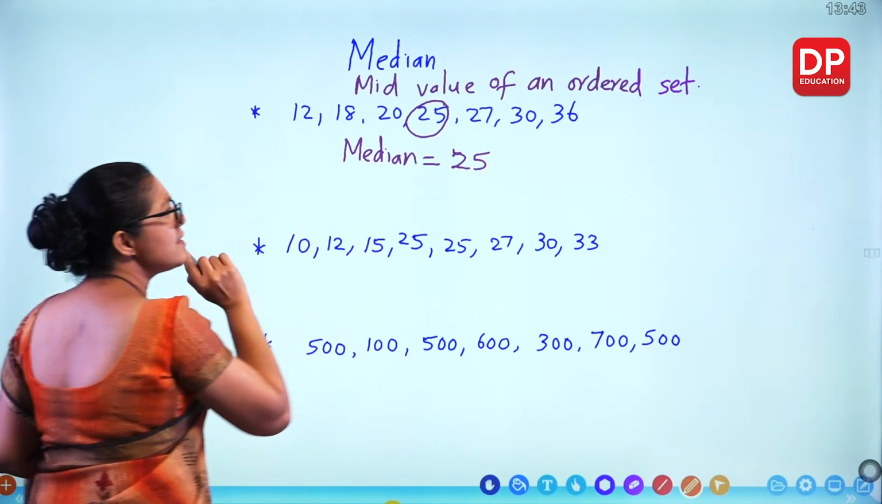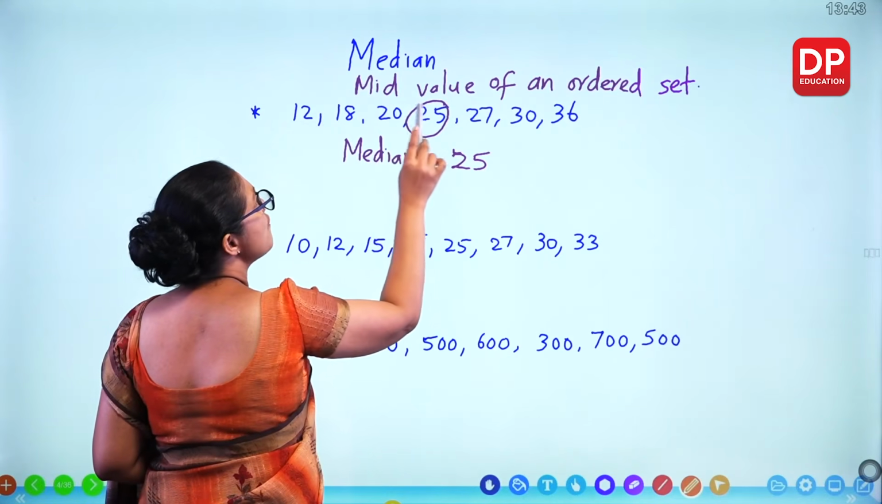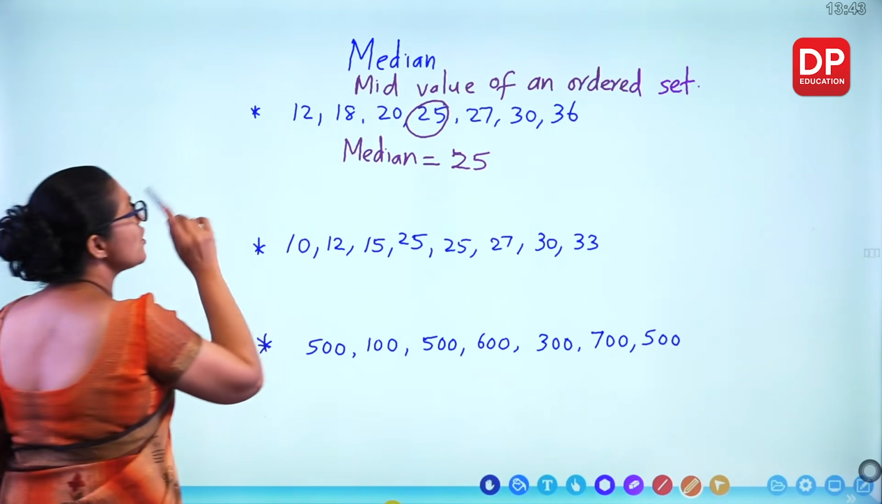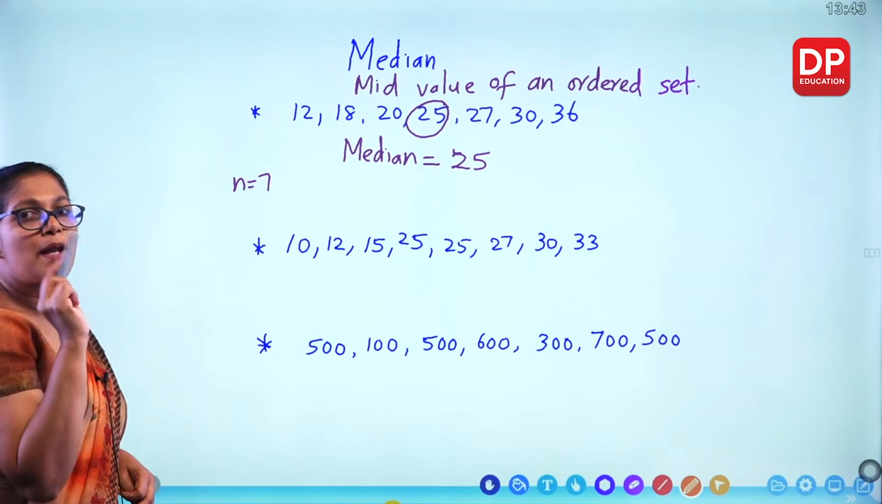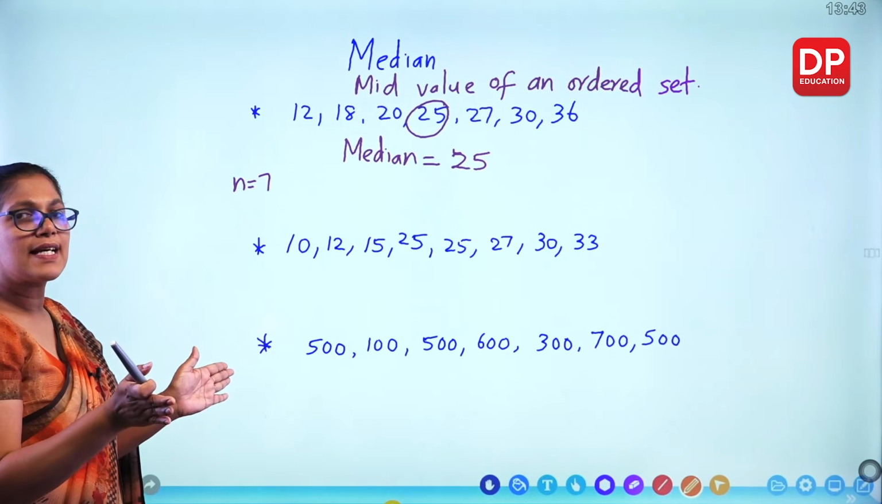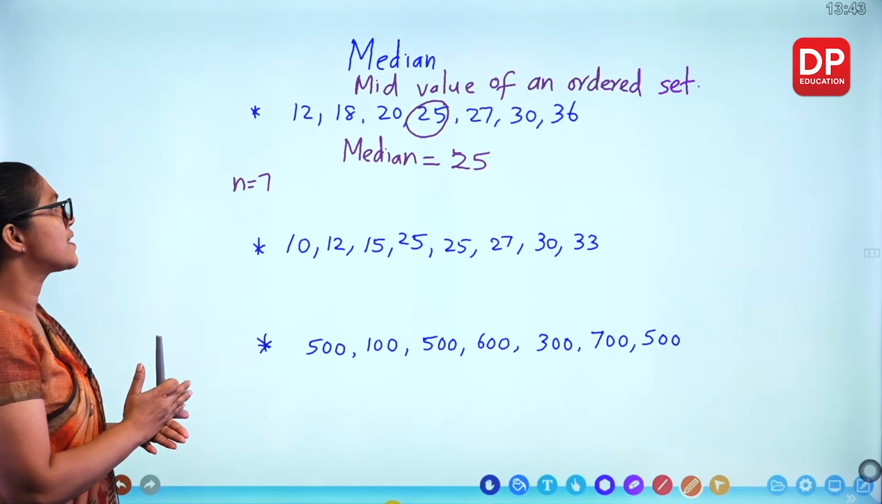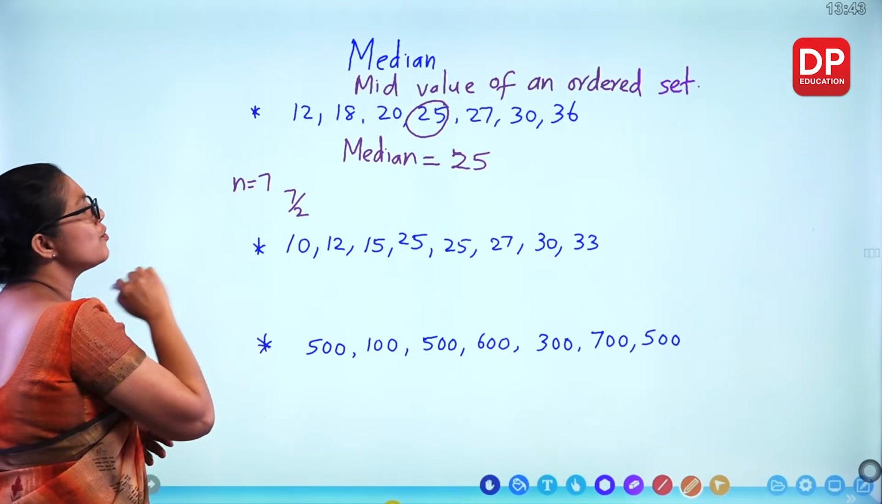And I'll teach you a short method. So this is 7: 1, 2, 3, 4, 5, 6, 7. So what you do, divide by 2 because we are trying to get the middle. Divide this data set into 2 equal parts. So we'll divide n by 2.